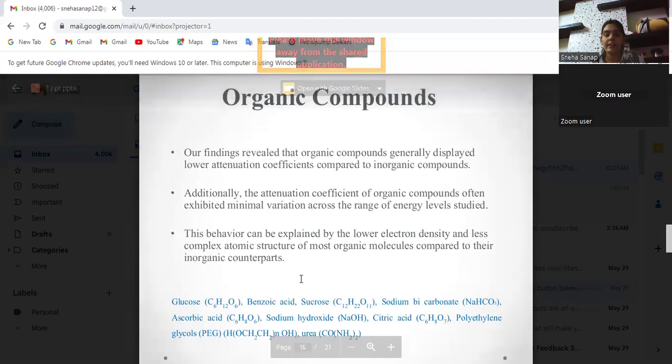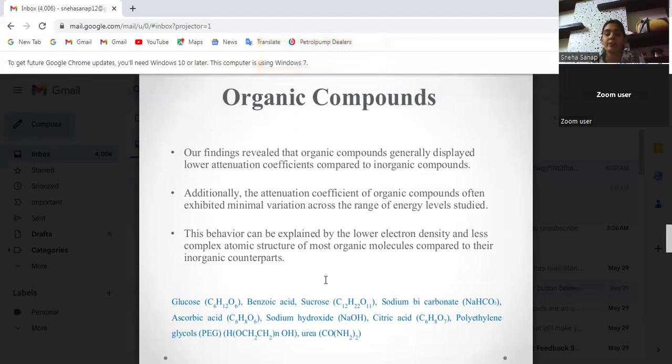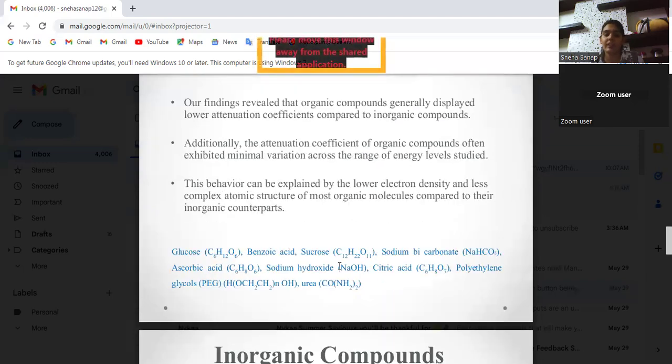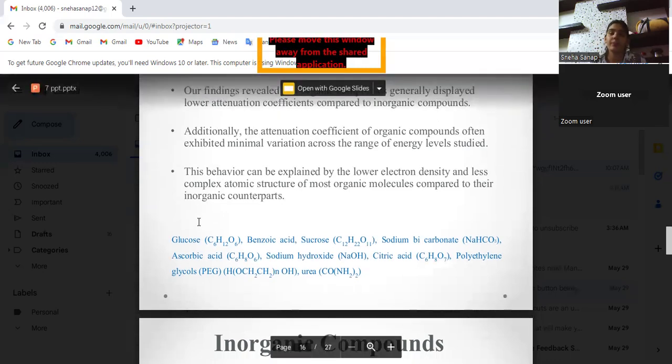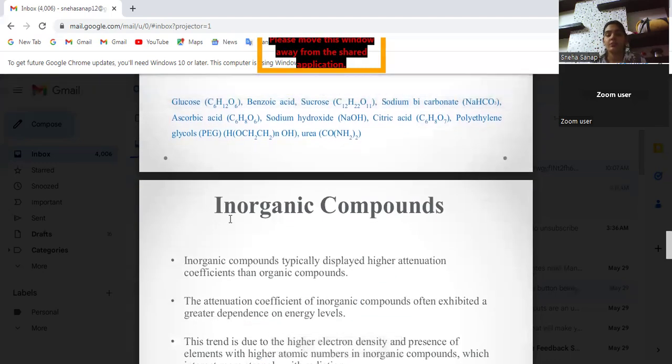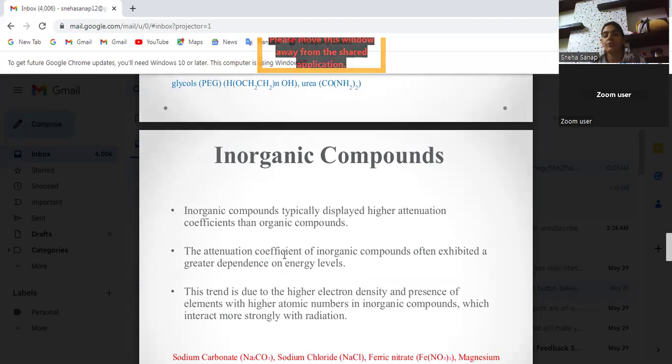Glucose is there, benzoic acid is there, sugar is there, sodium carbonate, sodium hydroxide, citric acid, polyethylene glycol, and urea. So there are a lot of organic compounds we are using to find out whether they are soluble or not soluble in water. And inorganic compounds also typically display a higher attenuation coefficient than the organic compounds.